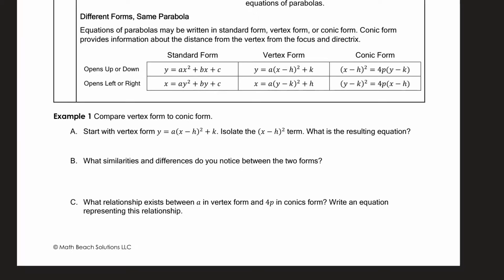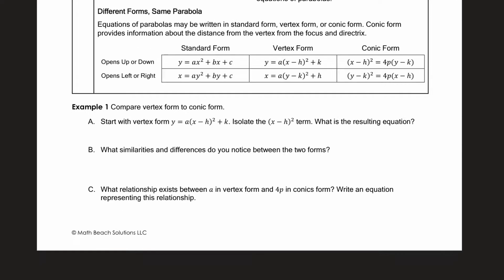So next I have the different forms of the equation. You notice we've already talked about opens up or down is the standard form, and you notice we have y equals ax squared plus bx plus c. Now if it starts with x equals, then it's going to be opening left and right. Vertex form, we've talked about vertex form, and then there is x equals a(y minus k) raised to the second power plus h. You notice that h and k are in different positions here, so that's opening left to right. And then the last form, we call it conic form. That's what we're going to be talking about in this lesson.